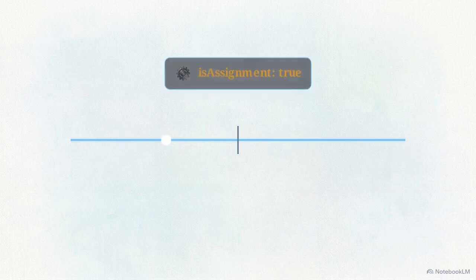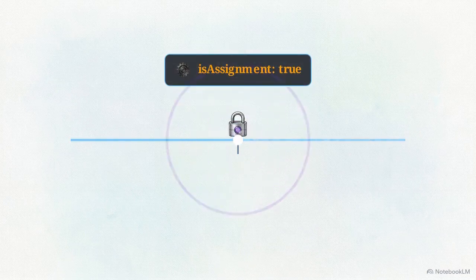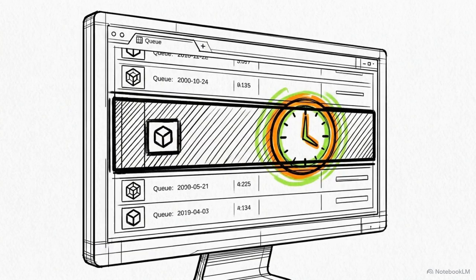When the system needs to verify a specific skill, it uses the isAssignmentTrue parameter. This turns a lesson into a hard progression gate. The resulting assignment review queue item remains in a waiting state until a manager opens it for review.